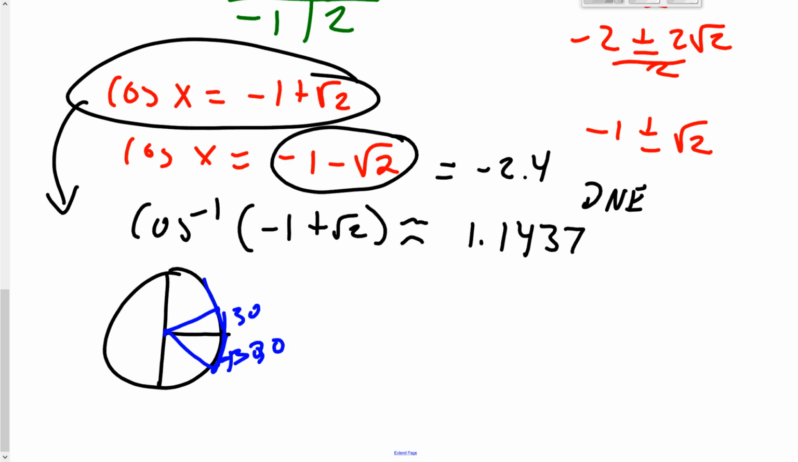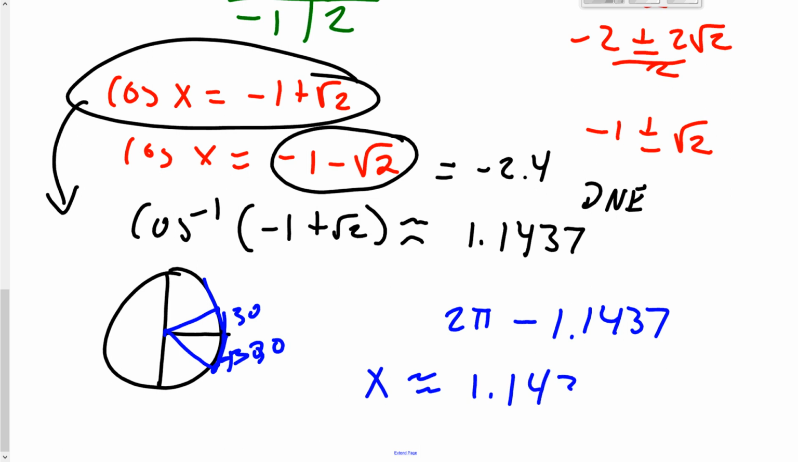So we're going to take this answer, and then we're just going to take 2 pi and subtract 1.1437, right? So we're going to take 2 pi and subtract that, and that's going to give us our second angle, so x is equal to 1.1437, and then this one, x is approximately 5.1395. There you go. So those are our answers for x there on that one.